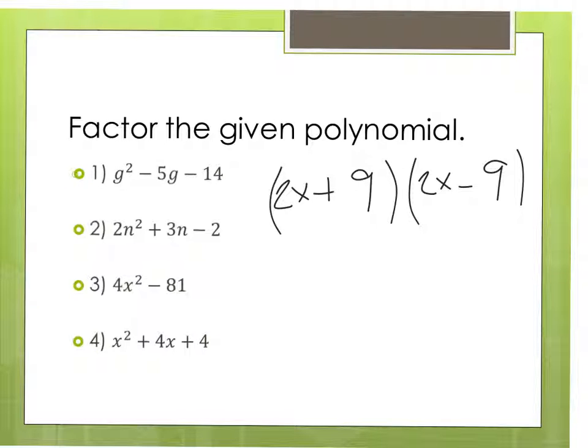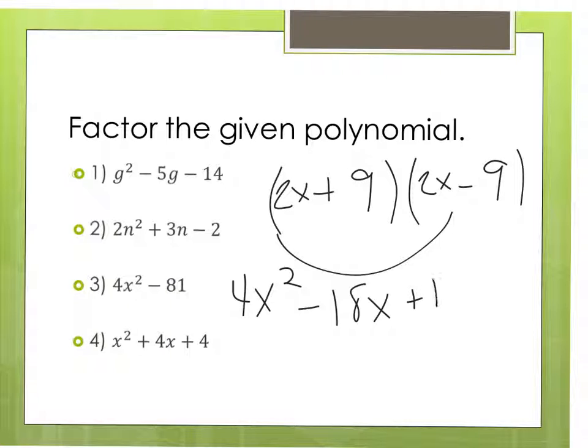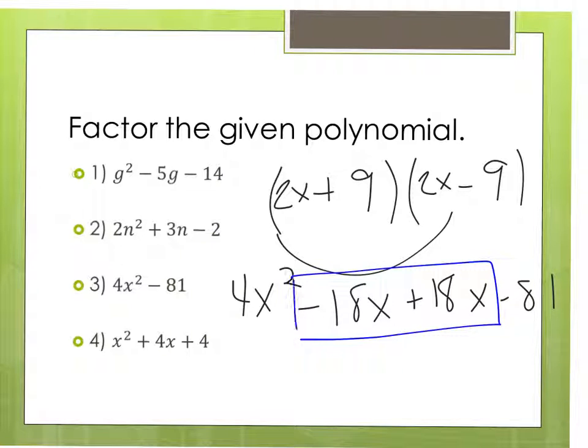And if I wanted to FOIL this, I could get 2x times 2x, and that would be 4x squared. I could do my outside terms, which is a negative 18x. My inside terms, which is a positive 18x. And my last terms, which make a negative 81. And what this does is these two terms in the middle will always cancel out when you have the difference of two squares. And that's going to leave you with your final answer, which is what you started with, 4x squared minus 81. Final answer.